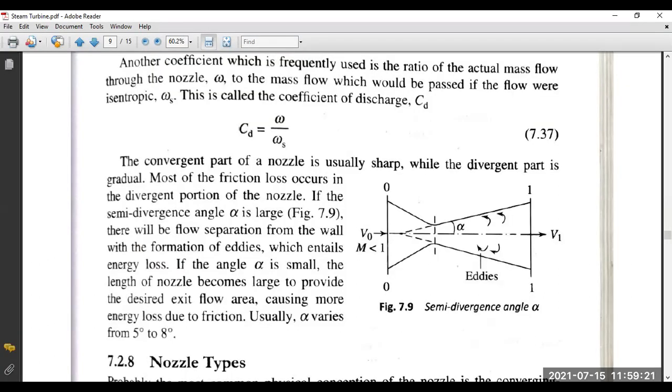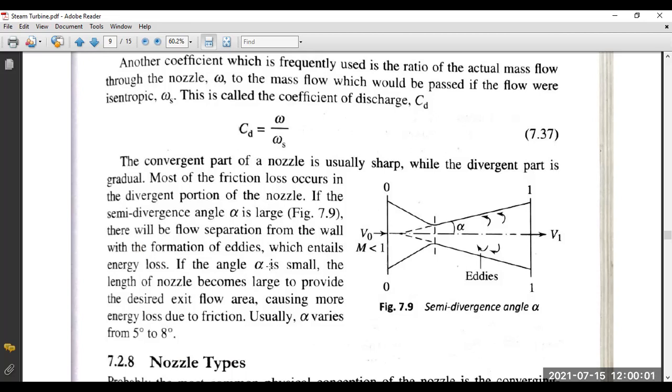The convergent part, if the semi-divergent angle... most of the friction loss really occurs in the divergent portion. Means when the area of the nozzle is increasing from the minimum to the maximum, and the semi-divergent angle is large, there will be flow separation from the wall, means the flow will not completely fill up the nozzle. It will be separated from the wall itself, and there will be eddy formation which causes energy loss.